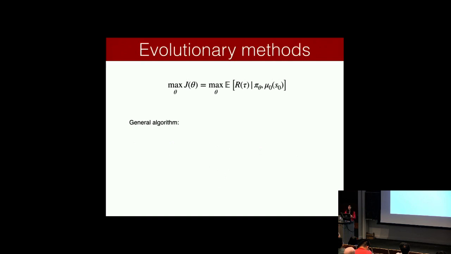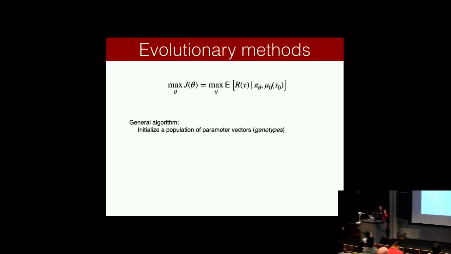So the general algorithm is extremely simple. First, we initialize a population of parameter vectors. What is a parameter vector? It's this long vector, for example, of my neural network weights. You initialize it, and each one of these in the population is like a genotype. That's why they're called evolutionary methods, because they have a connection with how natural evolution works.